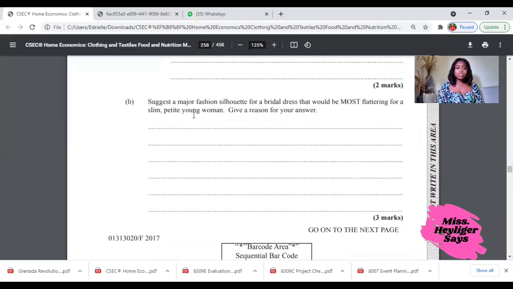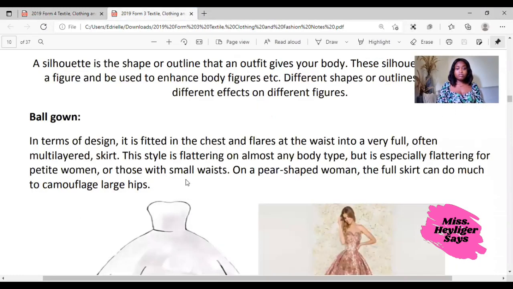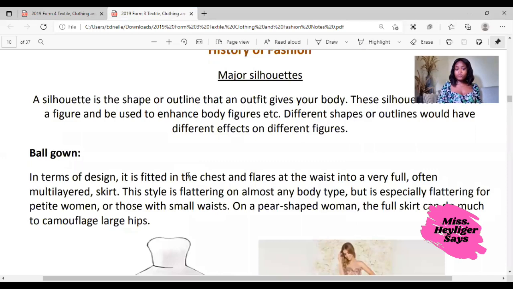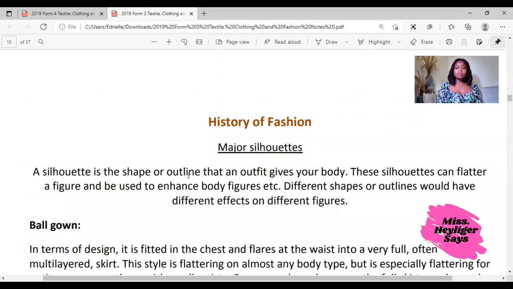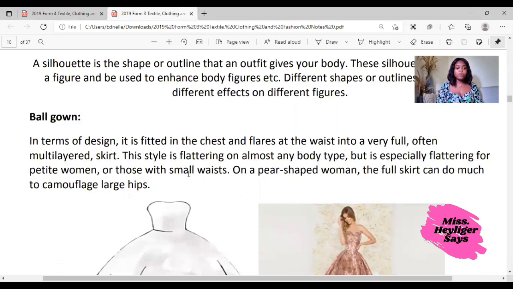Good. Suggest a major fashion silhouette for a bridal dress that would be most flattering for a slim, petite young woman, and give a reason for your answer. All right, so let's look through a few of the common silhouettes. A silhouette is the shape or outline that an outfit gives your body, all right? These silhouettes can flatter a figure and be used to enhance body figures, etc. Different shapes or outlines will have different effects on different figures. So let's look at a few of the silhouettes.